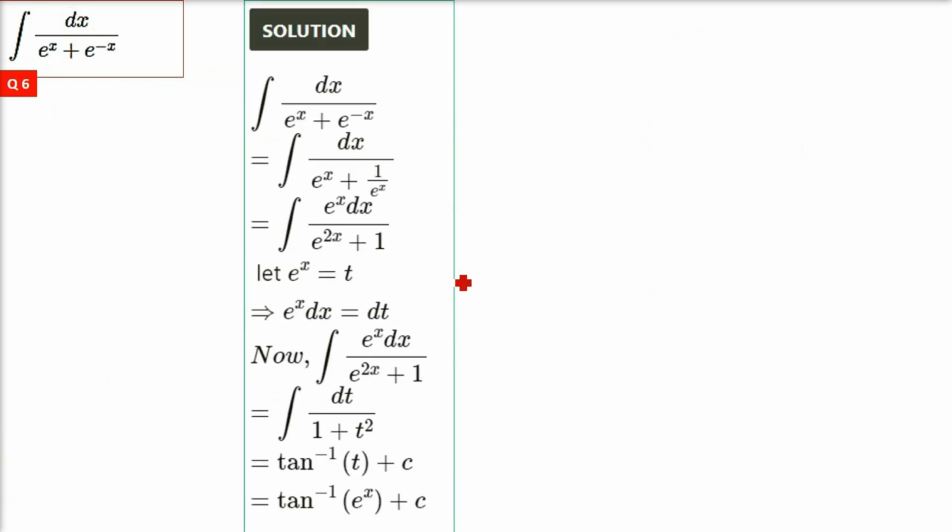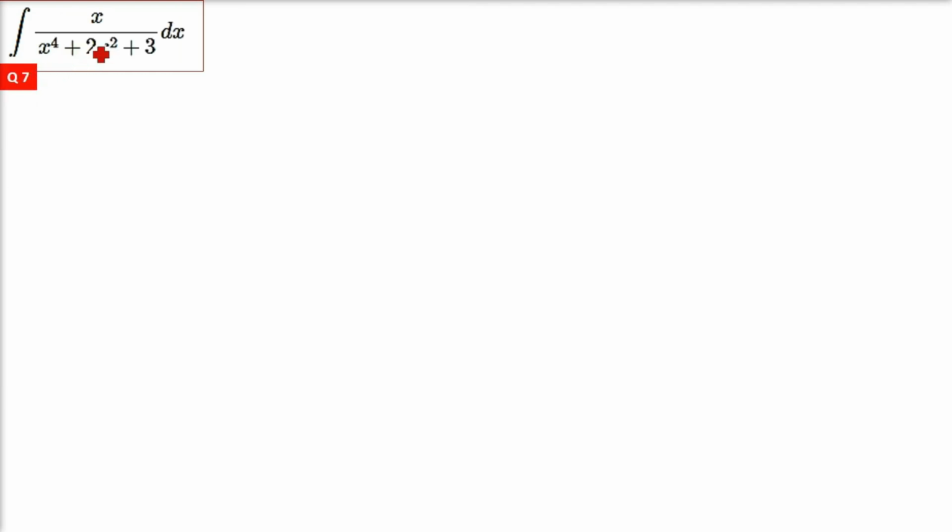How do we need to do it? It's just resolving e raised x plus e raised minus x by x raised 4 plus 2x square plus 3. Now you know already that x square differentiation will give you x, and x square is x raised 4. So we are getting into a formulation of a quadratic equation.